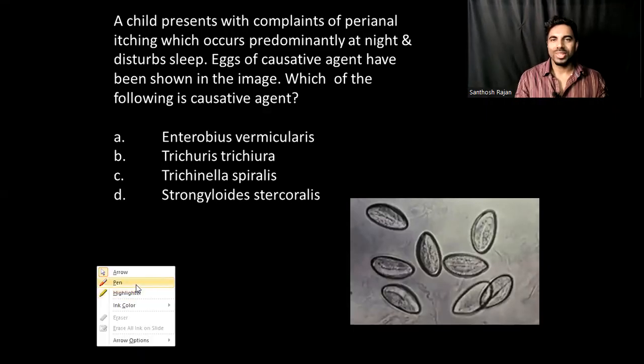So we will continue with the last 5-year question and answer discussion. So now we have come to the parasitology part. I think today we're going to do parasitology and bacteriology as much as possible. So, you know, important questions.